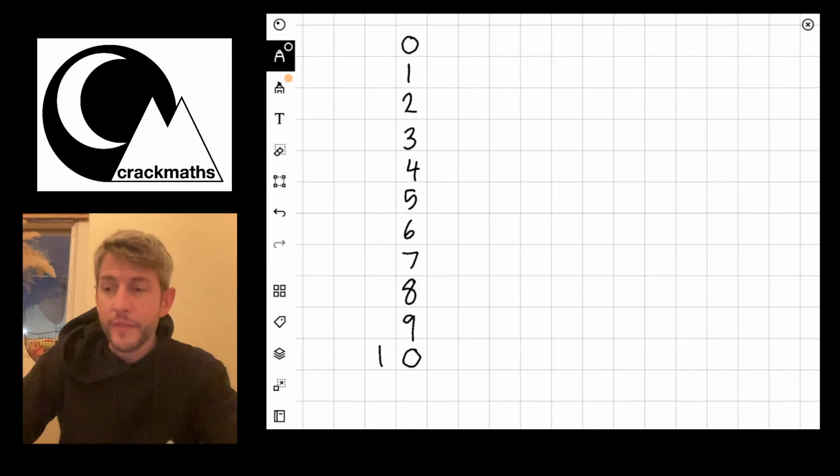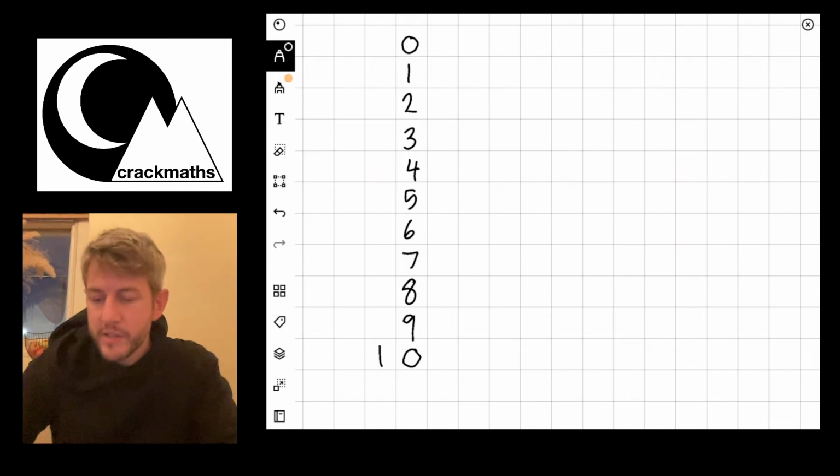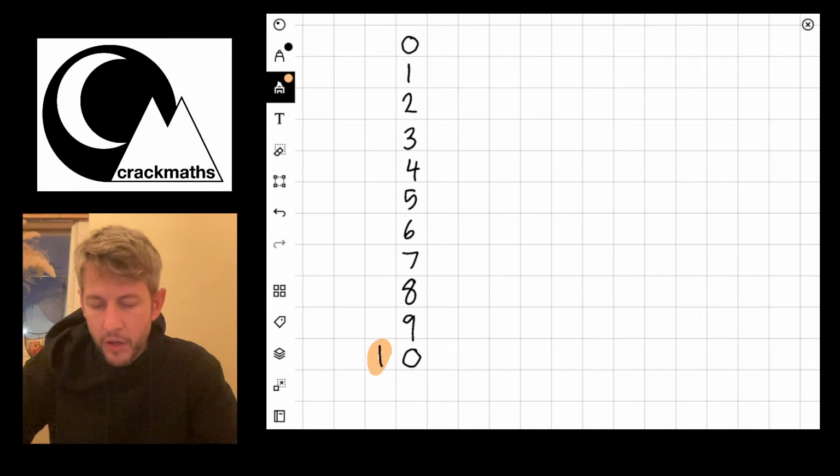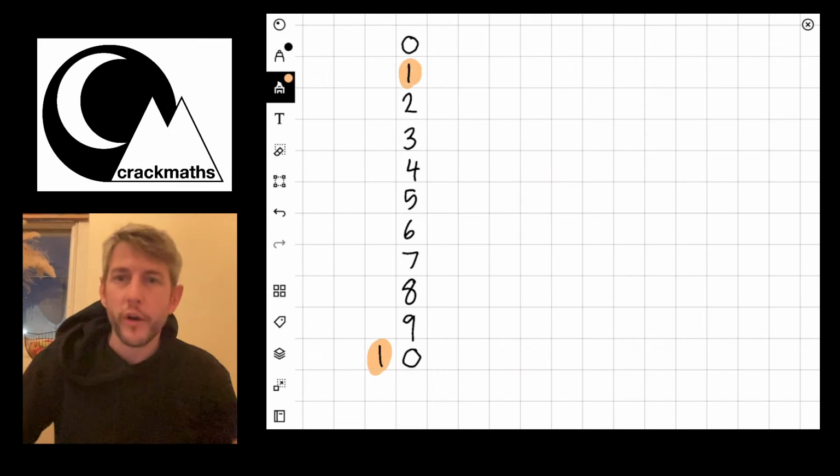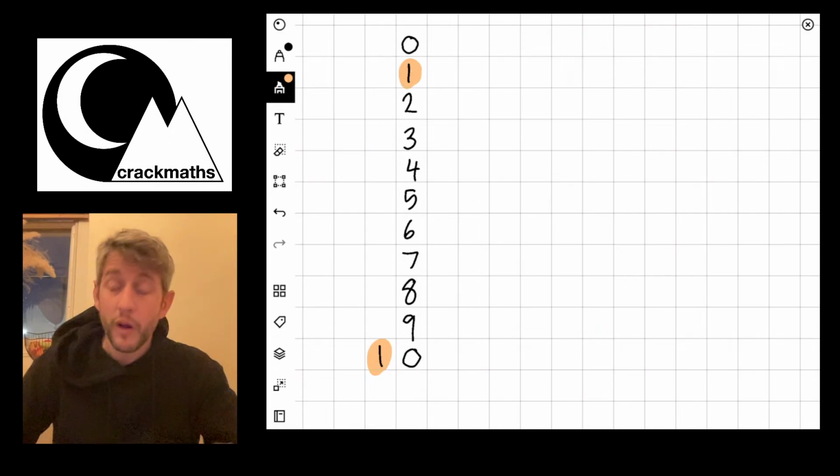Okay? And this is called place value. So the fact that this 1 here has a different value to this 1 here is what place value is about. So if a 1 appears here, we can see that this is 10. And if a 1 appears here, we can see that it's just 1.